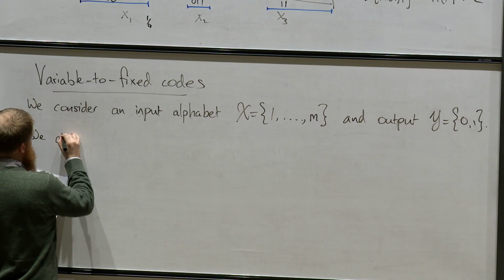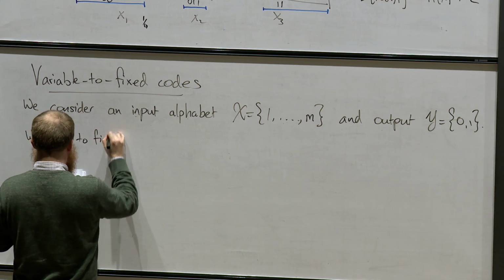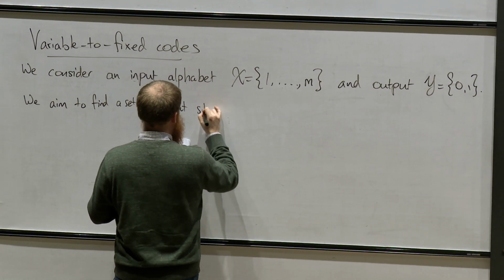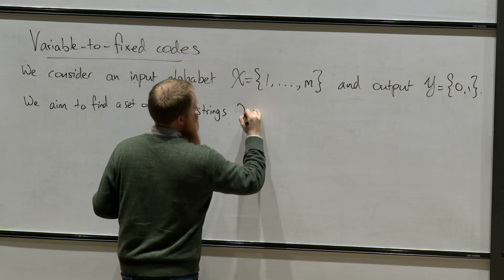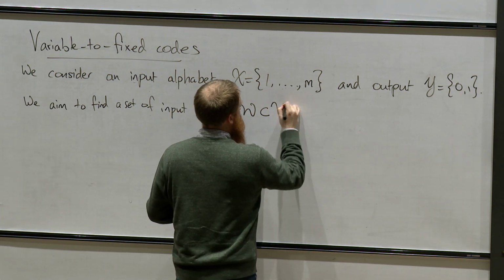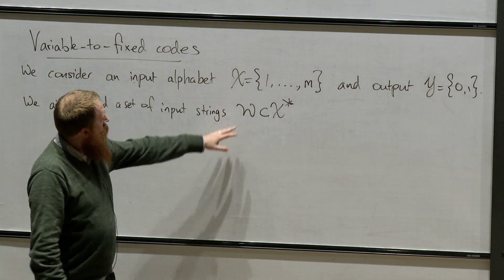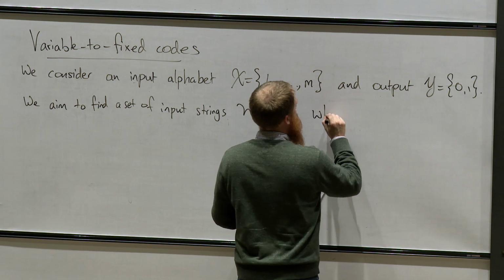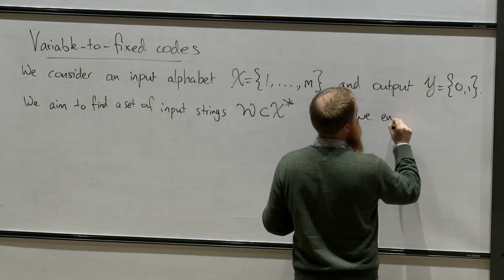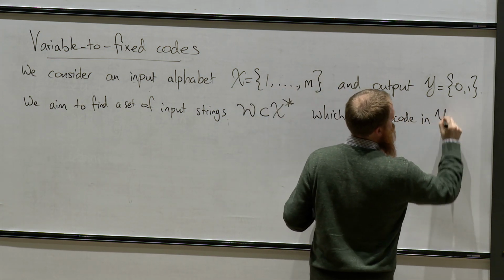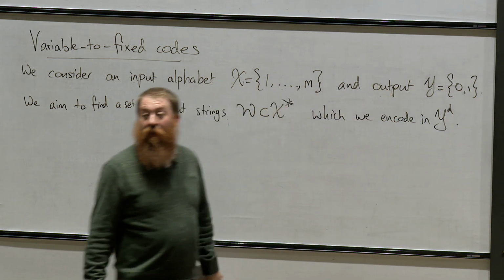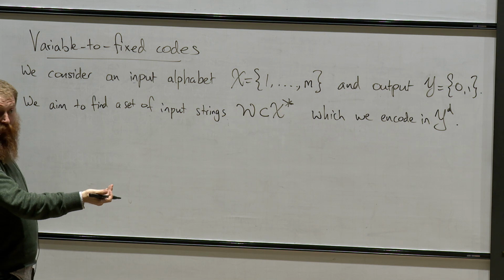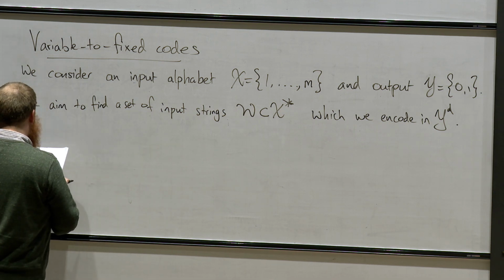We aim to find a set of input strings, W. So these are input strings of some length, which we encode in Y to the d. So I have a fixed string length in the output. Okay.